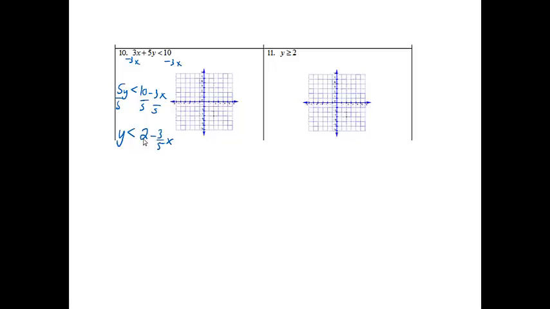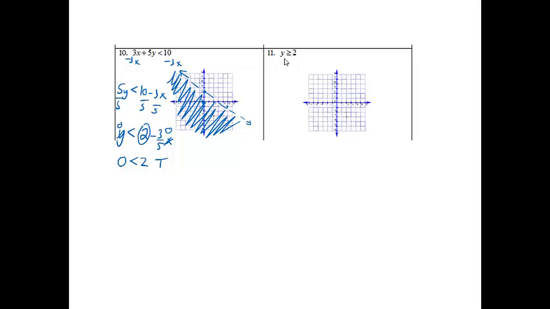Okay, now from here, I'm going to start at the part without the x, so I'm going to start at 2. And then from there, we're going to go down 3 over 5. And there is no equal sign, which means I need to make a dotted line. And then we'll test 0, 0. So if I put 0 in for the y and the x, I'm going to get 0 is less than 2. Is that a true statement? Yes, the mouth is eating the bigger number, which means I get to shade the side of the line that has the 0, 0 on it. And that would be my answer.